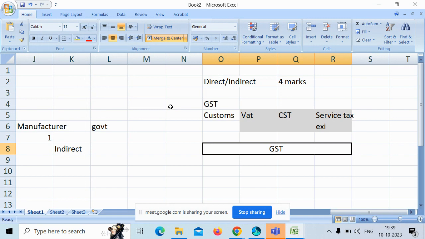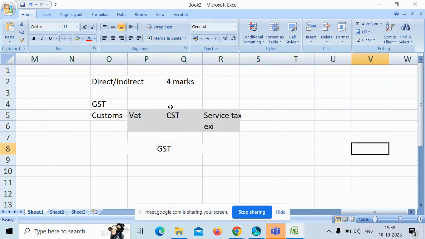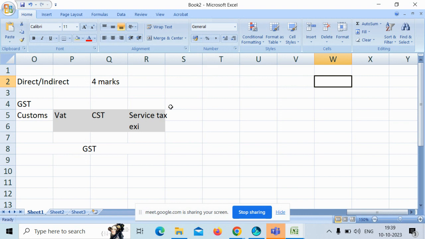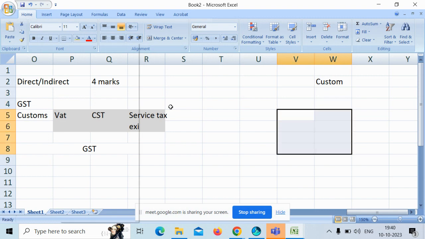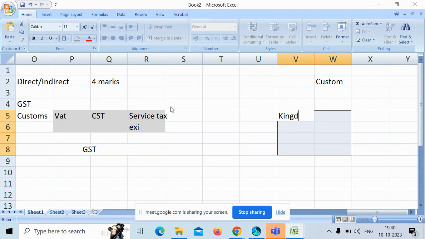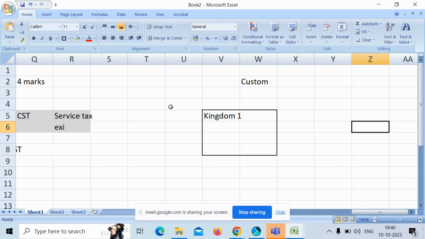Now, what is customs? I want to understand a little bit about customs. Customs is long back. Let us go to our history. I'll take you to the Britishers' period and before the Britishers' period. Before the Britishers, we Indians were ruled by kings. There was a king ruling here. Suppose this is my kingdom one, and this is my kingdom two.